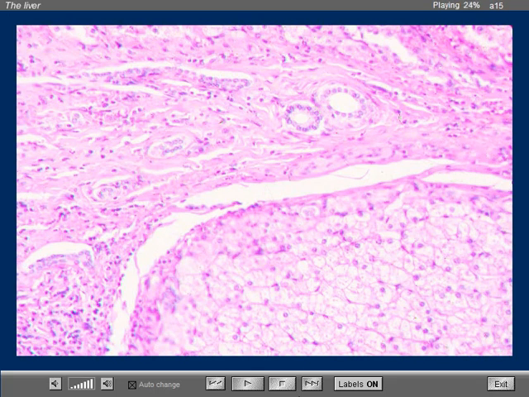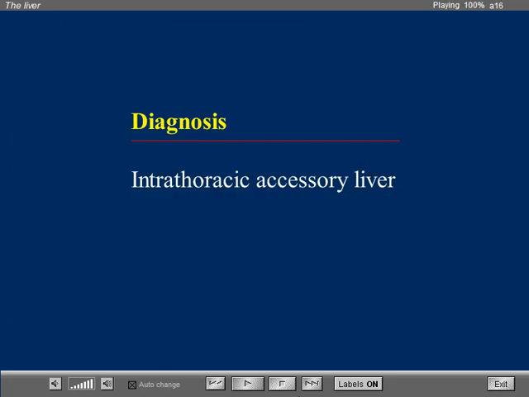This is a histological section of the tissue that was removed and showed normal liver. The final diagnosis was intrathoracic accessory liver. There are very few patients reported in the literature with this abnormality.